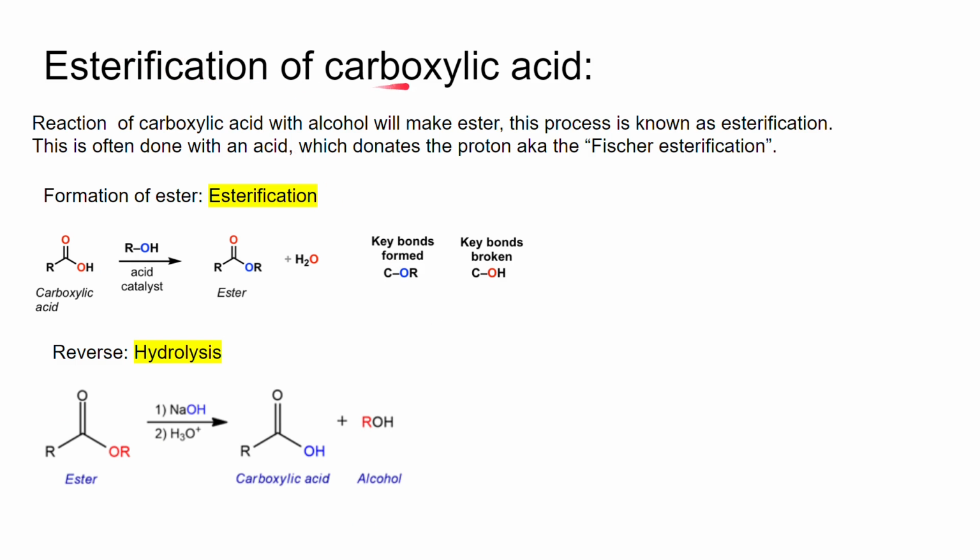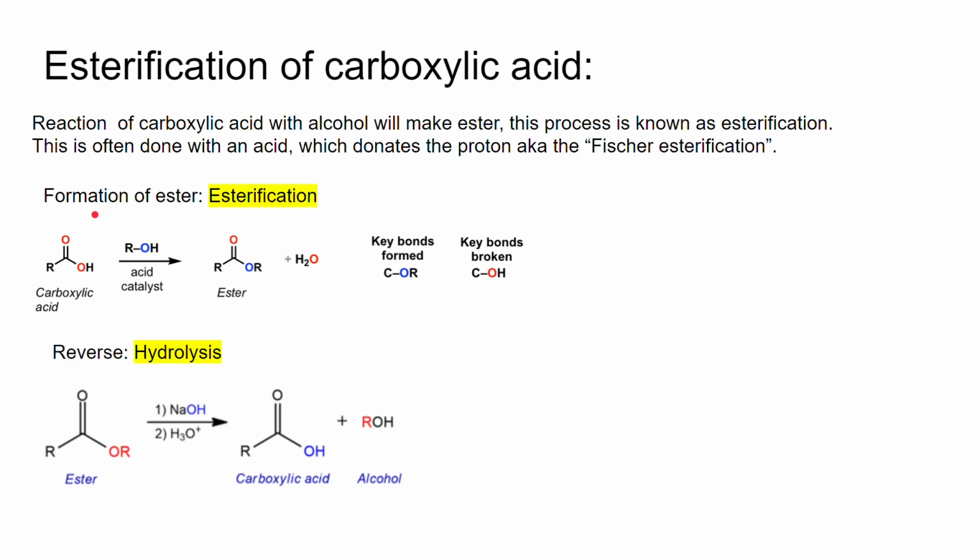Esterification of carboxylic acid. The reaction between a carboxylic acid and an alcohol will make an ester. This process is known as esterification. This is often done with an acid, like sulfuric acid. It usually is the catalyst for the reaction, which donates the proton, and the reaction is known as the Fischer esterification, the formation of an ester.